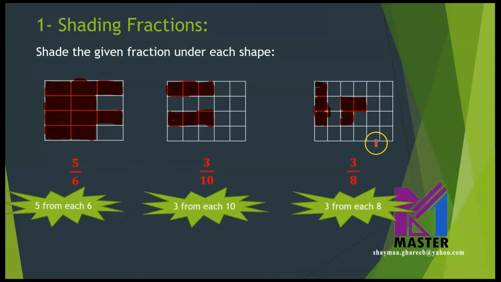And the last 8 parts I have, I'm going to shade 3 from them. So at the end, I will shade 9 parts in total: 3 from the first 8, 3 from the second 8, and 3 from the third 8. So this is the way how we shade a given fraction.